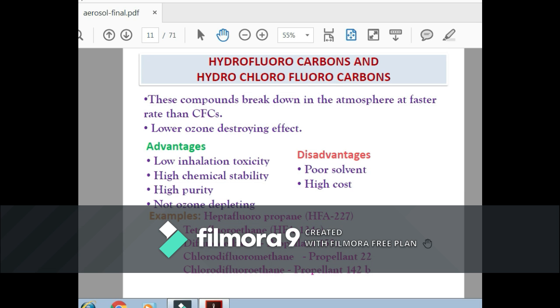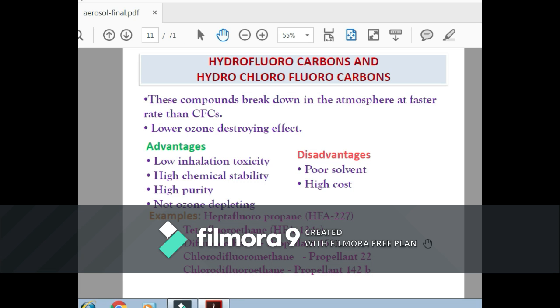Then another category is the hydrofluorocarbons and hydrochlorofluorocarbons. So these kind of propellants we are using. Generally, these kind of compounds break down in the atmosphere at a faster rate than other kinds of propellants, and they have a lower ozone destroying effect. The advantages of such kind of propellants are they are having low inhalation toxicity, high chemical stability, high purity, and they are not having the ability to cause depletion of the ozone layer. Then disadvantage is that they are poor solvents.